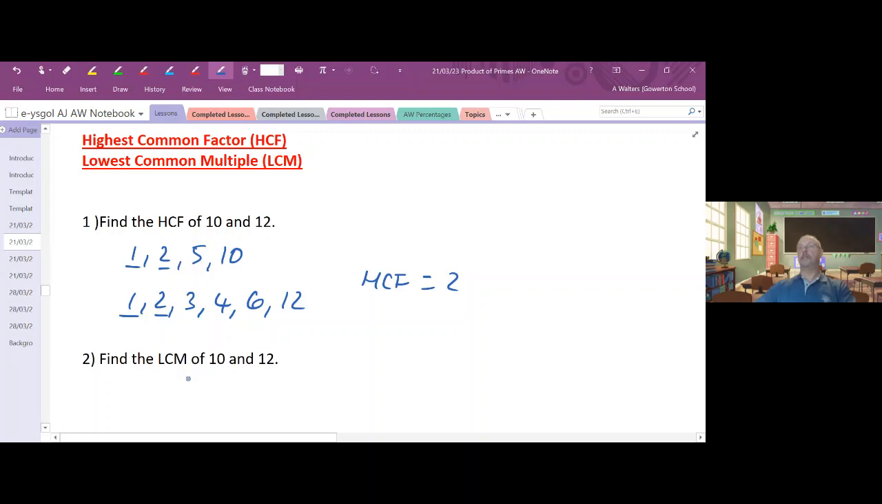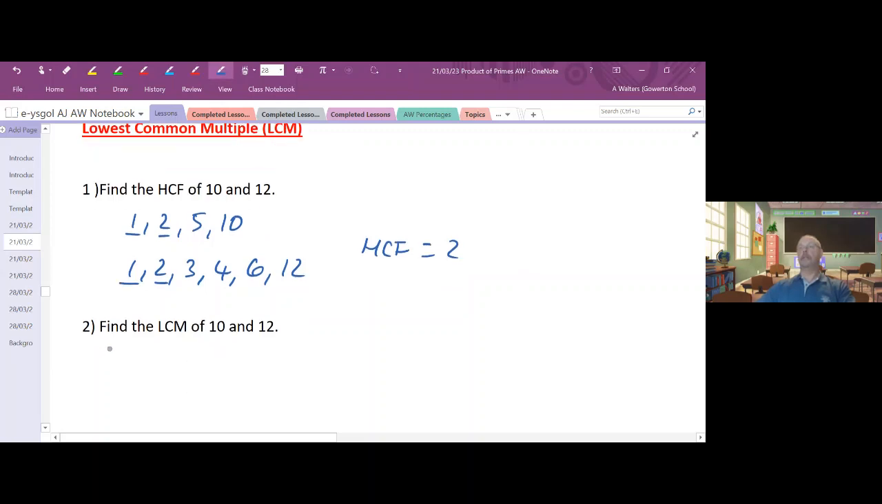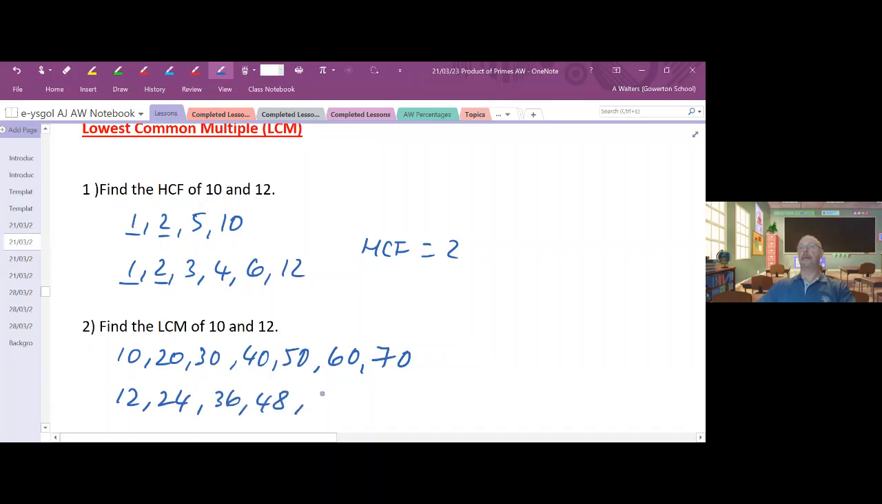Similar sort of skill you would use with multiples. You write your multiples of 10, 10, 20. Okay, those are the multiples of 10. The multiples of 12 are, and there it is. There's a common multiple, and it happens to be the lowest common multiple. The next common multiple is 120, but the lowest common multiple is 60. Now you'll have done that with easier numbers further down the school.